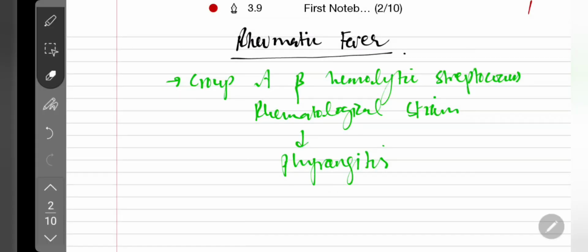This is Dr. Itsham, and today we are going to talk about rheumatic fever. We're going to discuss in detail the pathogenesis, the diagnosis, the major and minor criteria, the tissues and organs which could be involved in rheumatic fever, and what the treatment is.